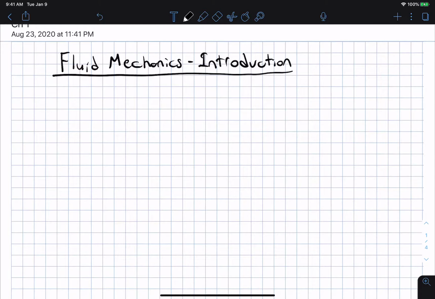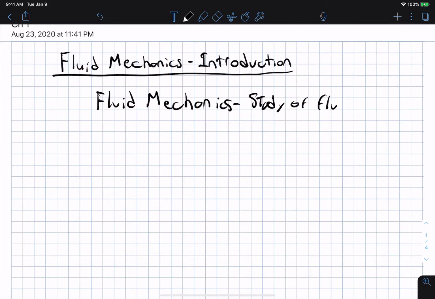Okay, so now we're going to briefly go over an introduction to fluid mechanics. And so, first thing we need to define is what is fluid mechanics. And fluid mechanics is the study of fluids, and we'll define what a fluid is later on. You guys have an intuitive feel for what a fluid is, so there will be nothing earth-shattering with the definition of it when I do it.